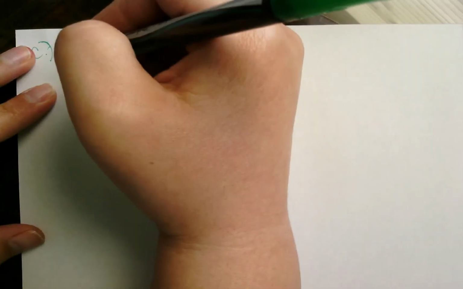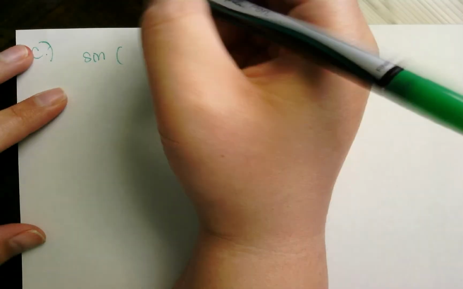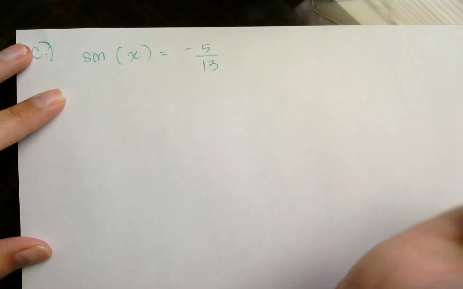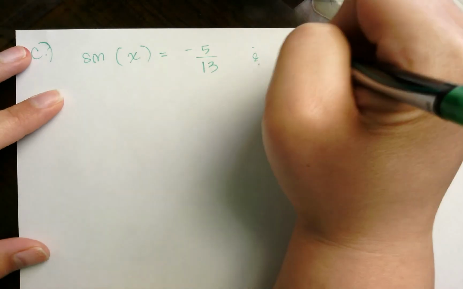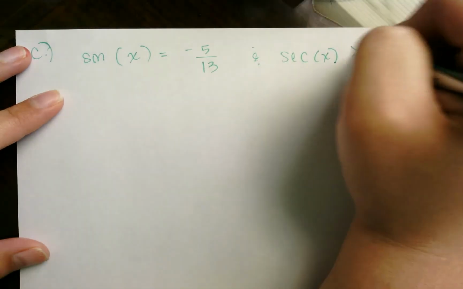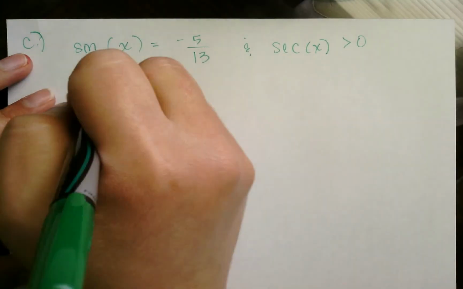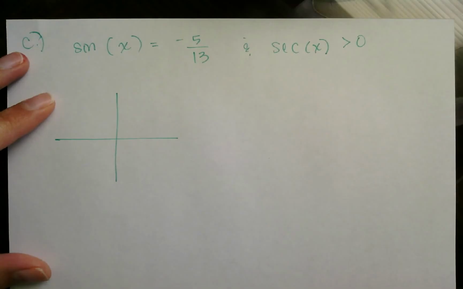Alright, last but not least, C, just for good measure. Sine of x equals negative 5 over 13, and secant of x is greater than 0. Okay, alright, so we're going to interpret this information again.